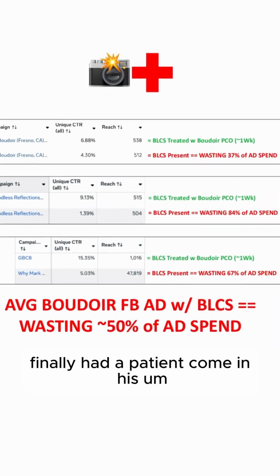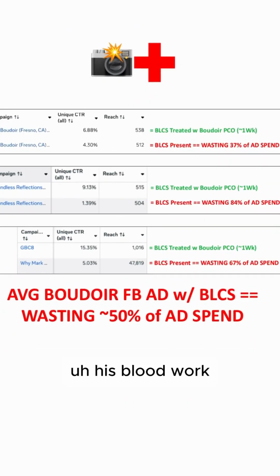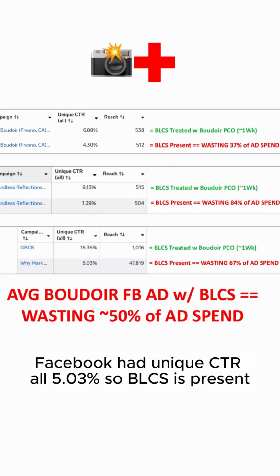Finally, I had a patient come in. His Boudoir Facebook ad unique CTR was 5.03%. So BLCS is present.